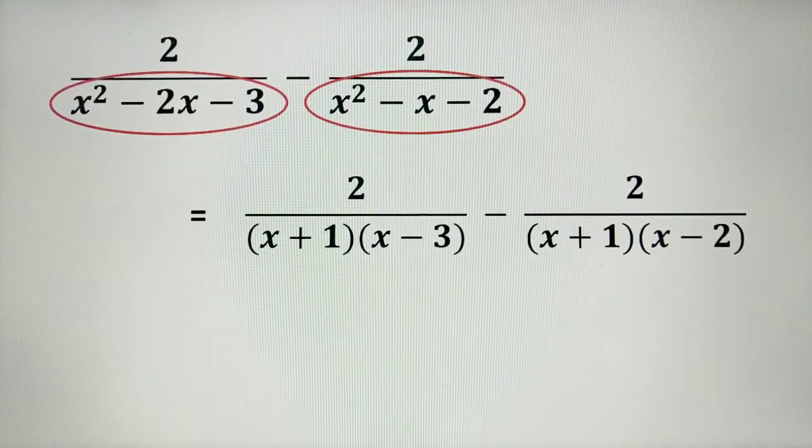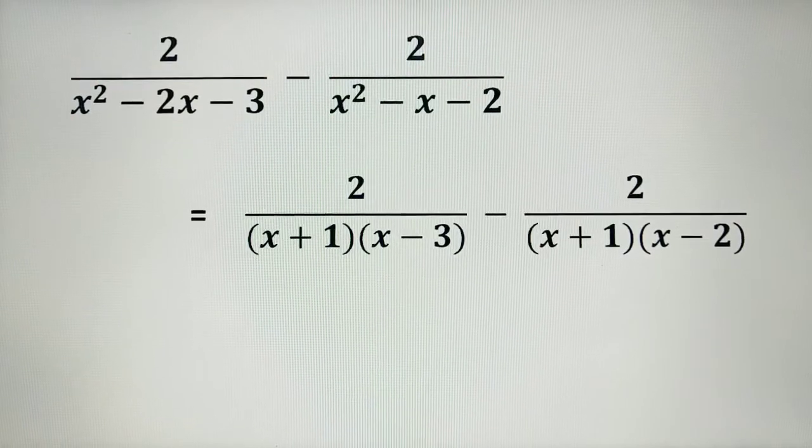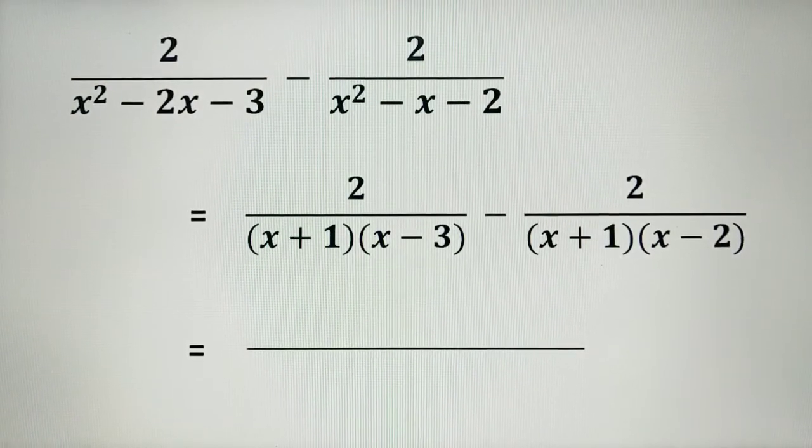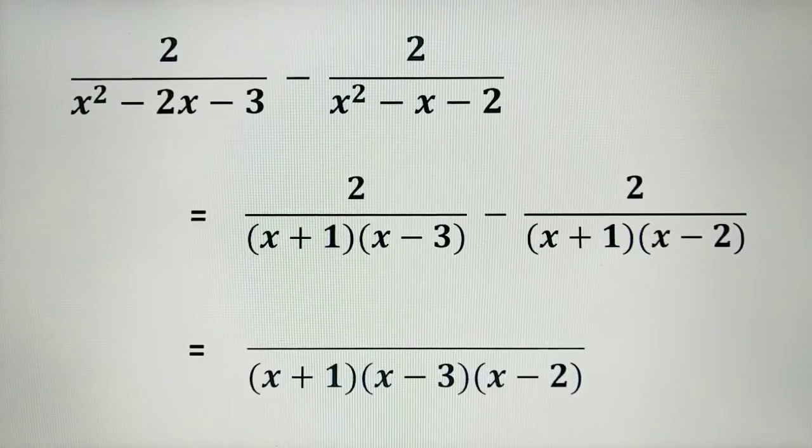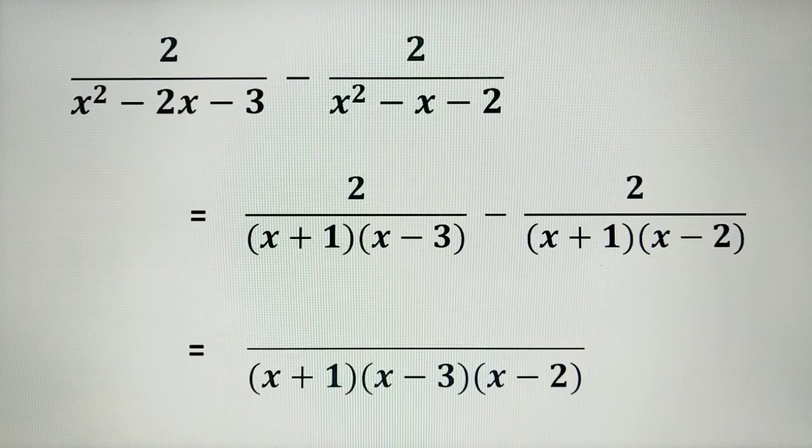So the factors of x squared minus 2x minus 3 are x plus 1 and x minus 3. The factors of x squared minus x minus 2 are x plus 1 and x minus 2. With this, we can easily find the LCD. First, we have to copy the common factor x plus 1, then the non-common factors x minus 3, x minus 2. Then we will multiply them.